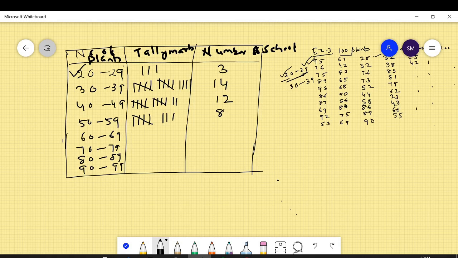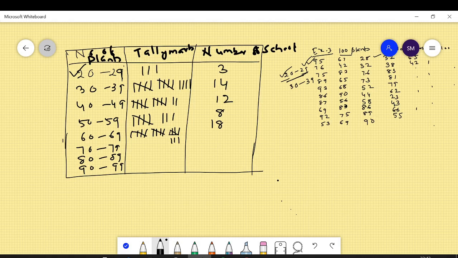Then next 60 to 69. How many schools? 18 schools are able to keep the plants surviving from 60 to 69. Then 18 can be represented in tally marks as three groups of 1, 2, 3, 4, 5, then 1, 2, 3. This represents 18 data.